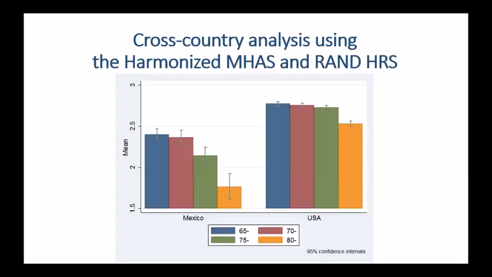So it looks quite different. The gradients are quite different between the 2 countries, even though, of course, you still see Mexico a little bit lower than the US in all the age categories.